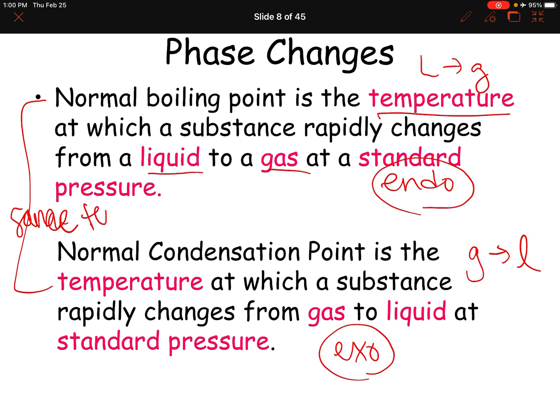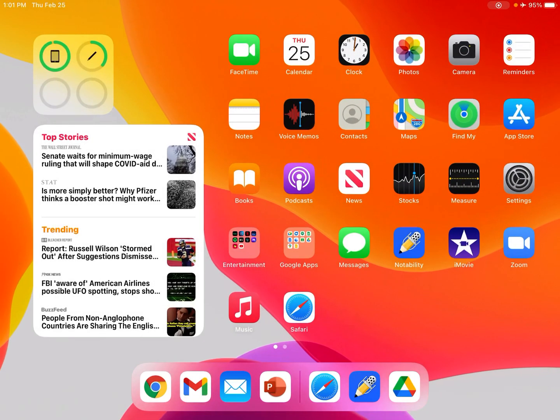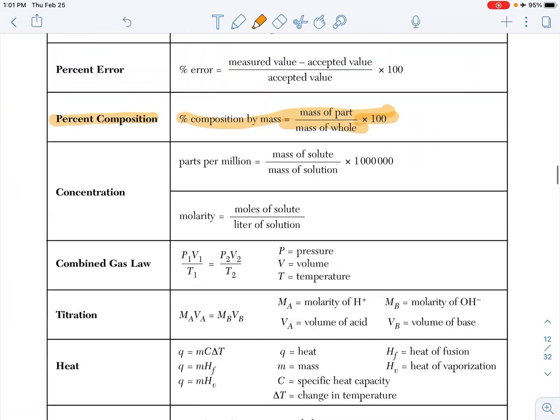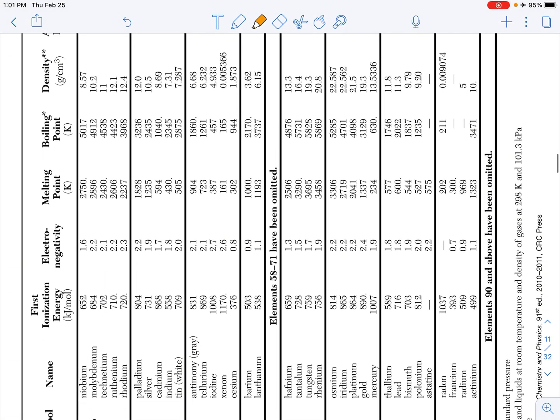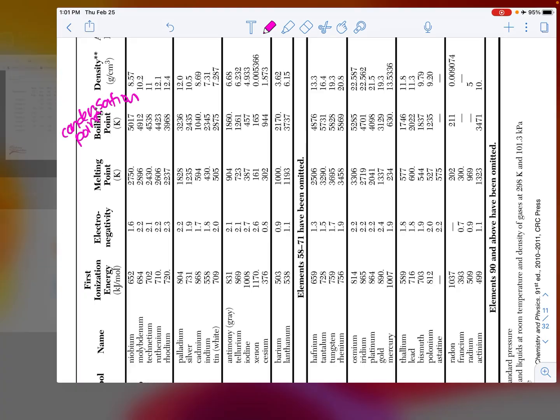Same temperature. Okay, so if you go to table S, when it says boiling point, you might also want to write condensation point right next to boiling point because they're the same temperature. Okay?